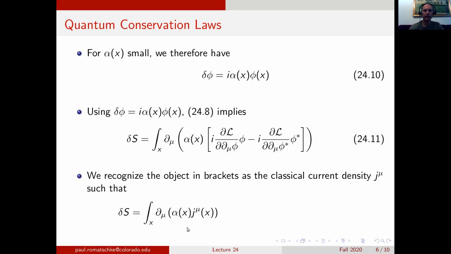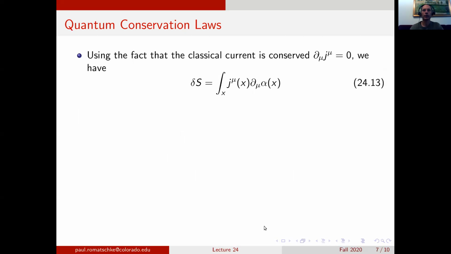So we find that delta S is equal to the integral over d mu alpha of x, J mu of x. We can use the chain rule to split this into two parts, where the first part is alpha d mu J mu, and the other one is J mu d mu alpha. And we can then use the fact that the classical current J mu is conserved to get rid of this first term. So using d mu J mu equals 0, which we can show explicitly, we find that delta S is just given as an integral over J mu d mu alpha.